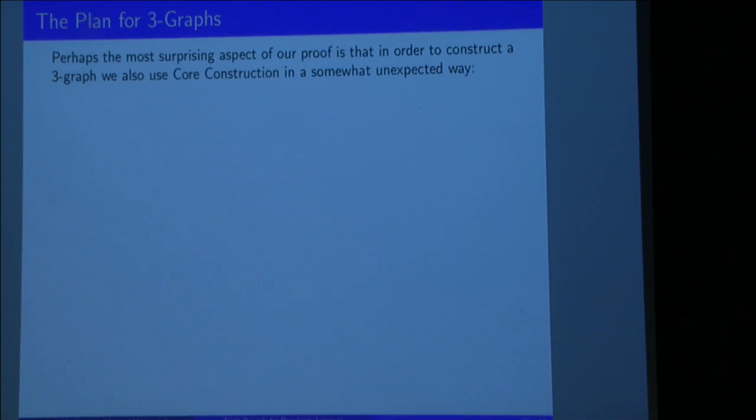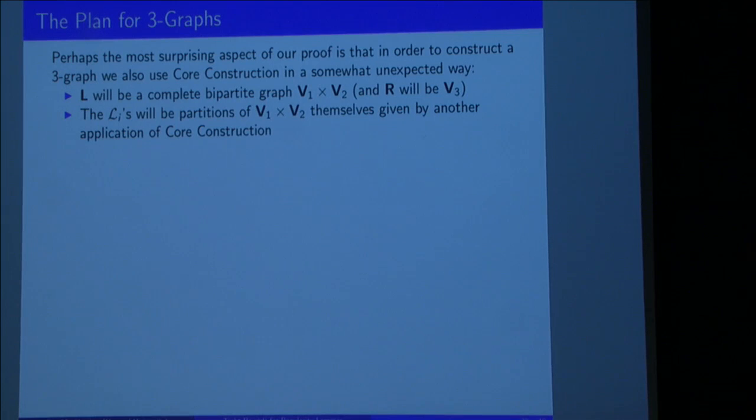Perhaps the most surprising aspect of our proof is that in order to construct the tree graph, we use the co-construction twice. So in the second application, the left side would be the set of vertices, where every vertex actually represents an edge. So this would correspond to a complete bipartite graph between some V1 and V2. And on the right will be some vertex set V3.